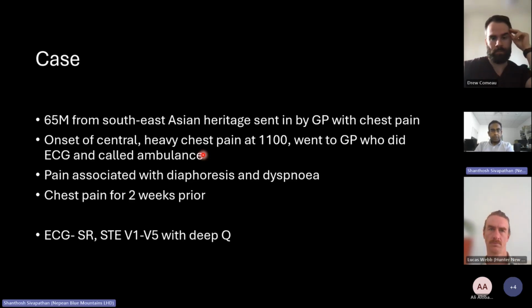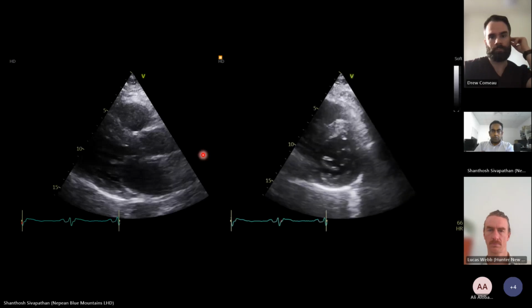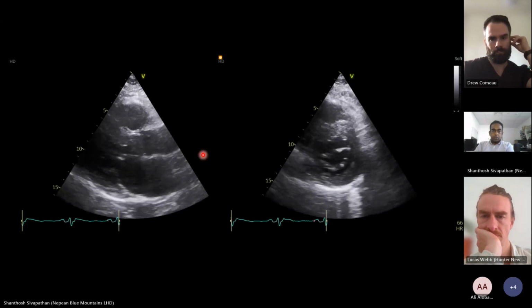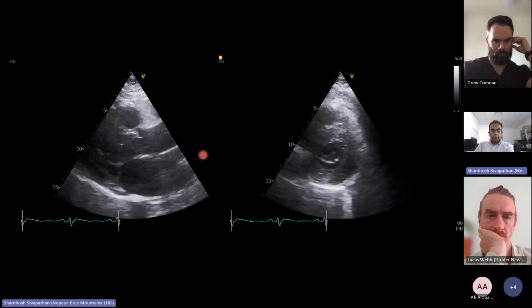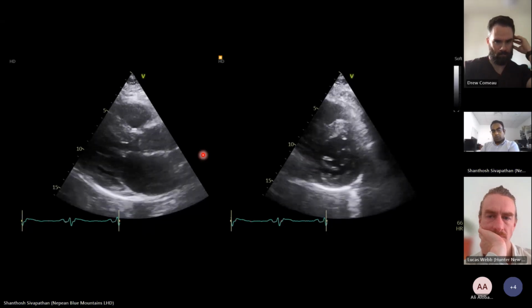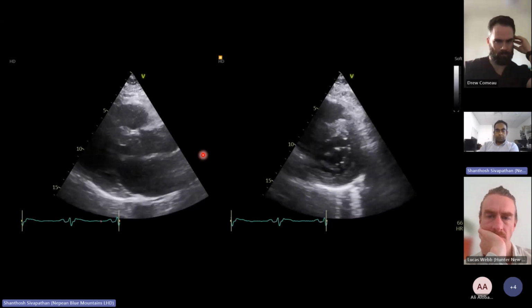A 65-year-old man of Southeast Asian heritage, sent in by his GP with chest pain. He had an onset of central heavy chest pain at 11, went to the GP, who did an ECG and called the ambulance straight away. Pain was associated with diaphoresis and dyspnea. He had chest pain for 2 weeks prior. ECG showed sinus rhythm with ST elevation in V1 to V5 with deep Q waves. Anyone want to have a crack? This is the parasternal long axis and a short axis view.